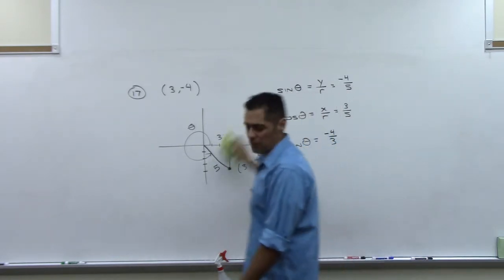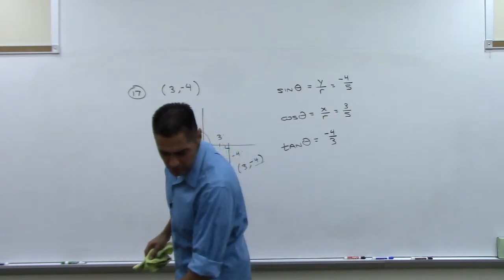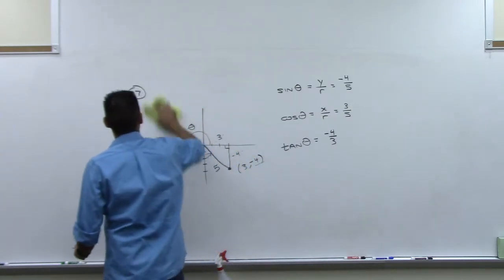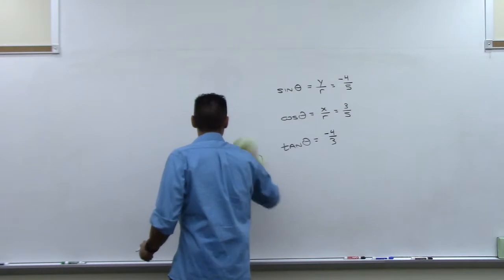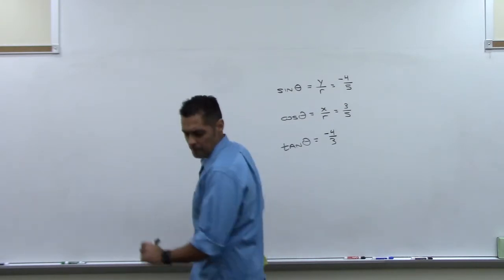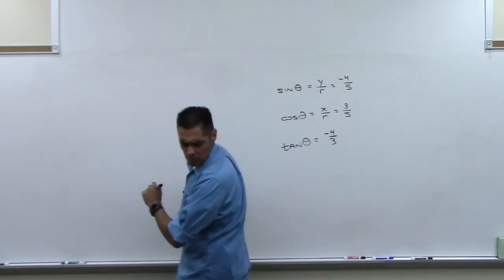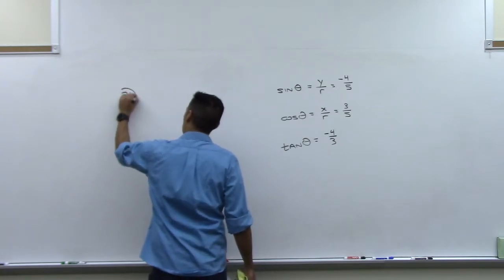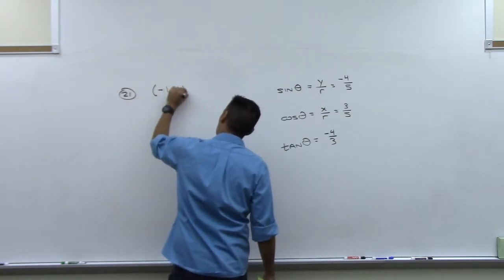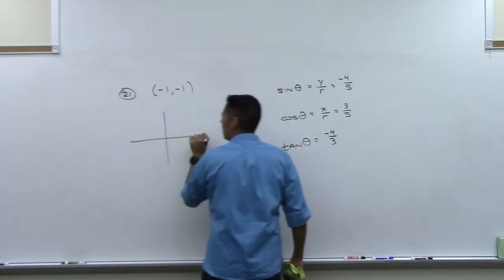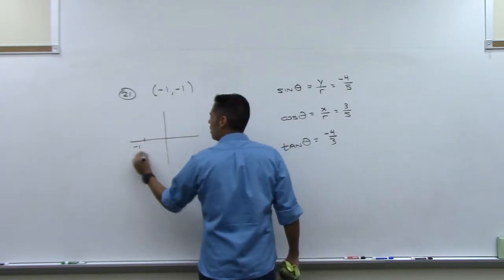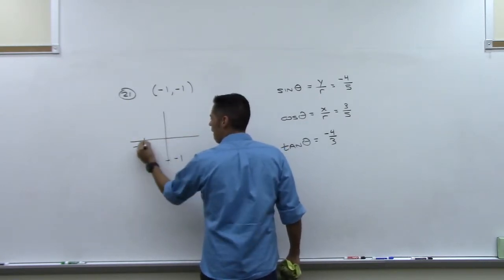So that's it. That should look very, very similar to what we did last section. And so is the next problem. 21. Different point though, -1, -1. So that's going to be to the left 1, down 1, right here.